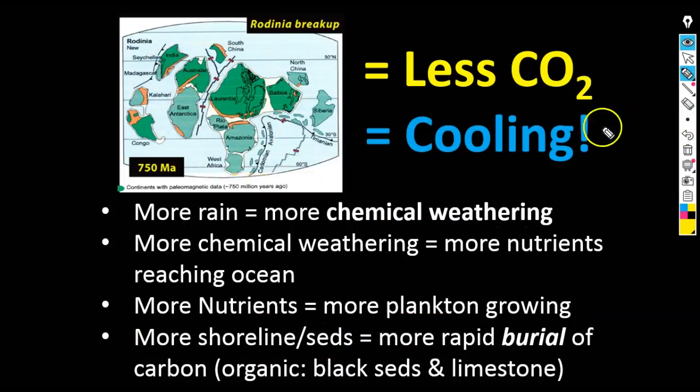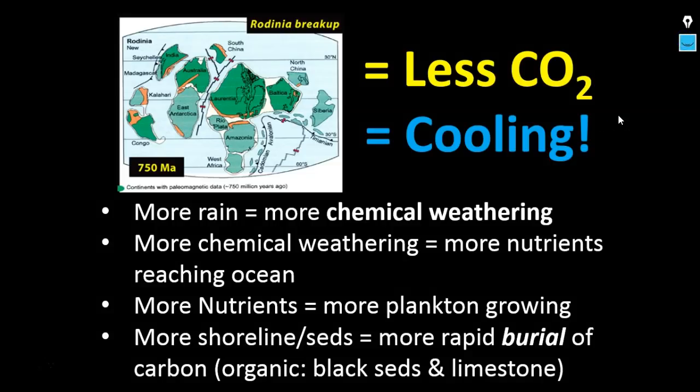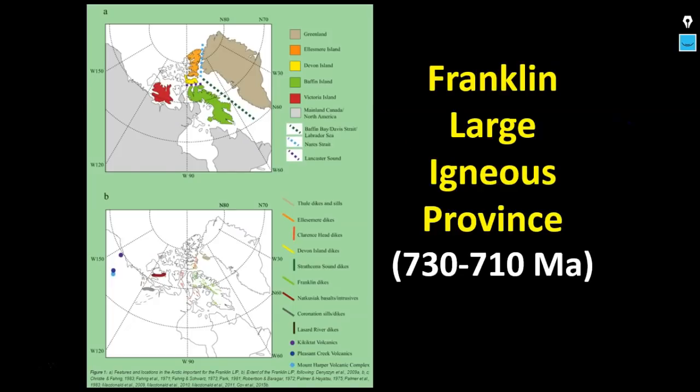So all of that is happening. And that leads to drawdown of greenhouse gases, which leads to rapid cooling. And that is the snowball Earth events. So that is the basic story. And we went through that last time.